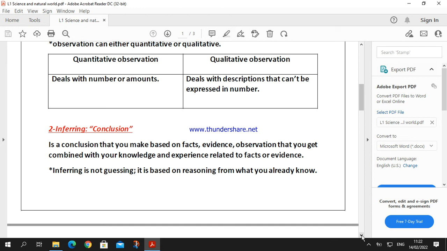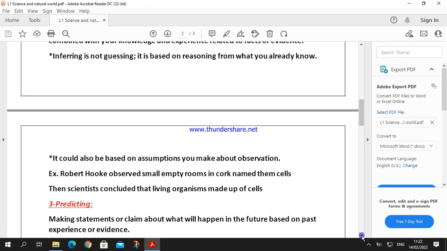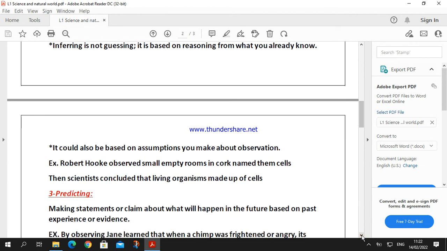Inferring is a conclusion that you make based on facts, evidence, and observation that you get during an experiment. This is combined with knowledge and background experience related to the facts or evidence. Inferring is not guessing, but reasoning from what you already know. It could also be based on assumptions you make about observation.